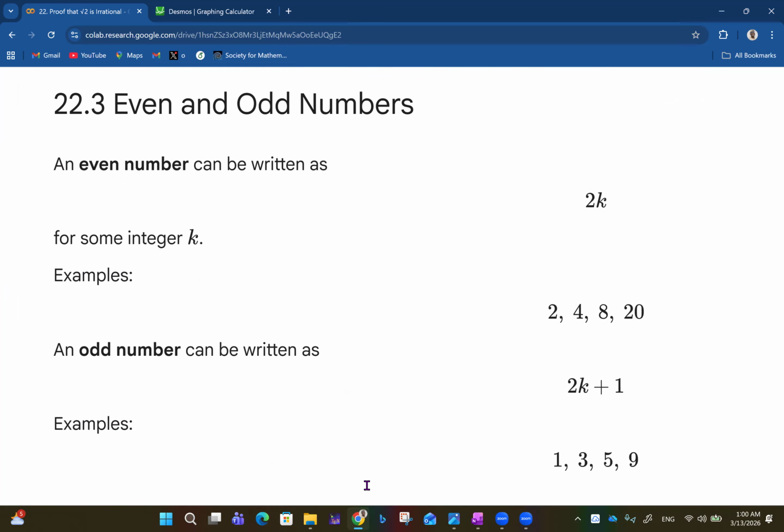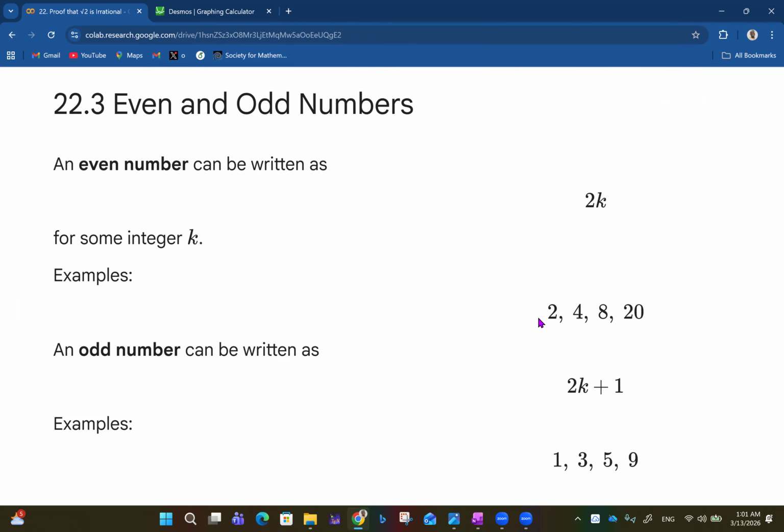We also need to understand something about even and odd numbers. An even number can be written as 2k for some integer k. So an even number can be written as 2 multiplied by some integer, right? So for some integer k, you can have 2k. Examples of 2k will be 2 times 1, 2, 2 times 2, 4. So 2 multiplied by any integer, even minus 2, minus 4, minus 8 to the left.